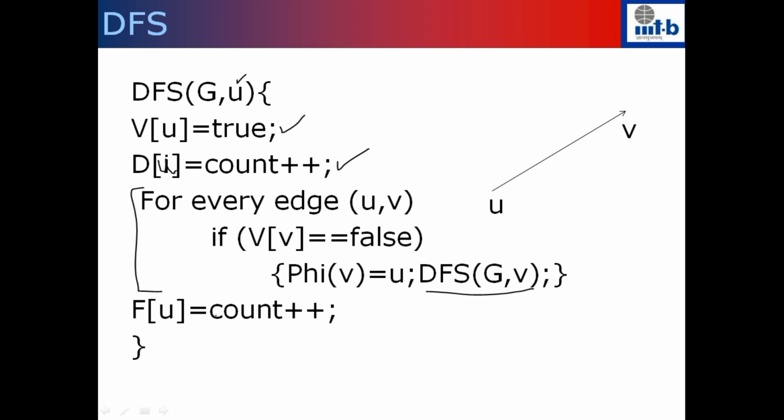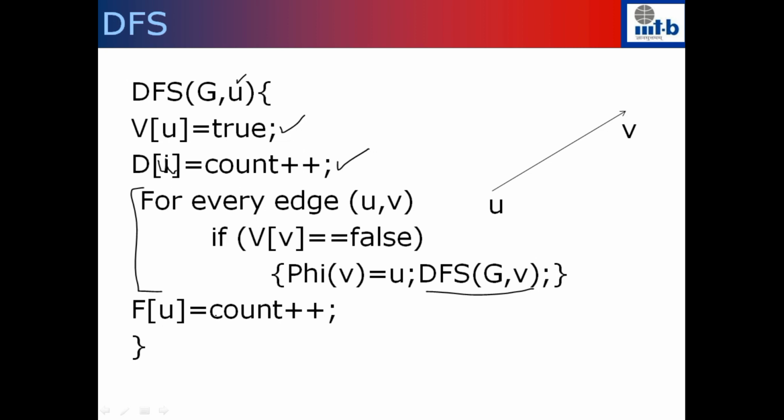So the algorithm is simple. When you go to a node, set the visited flag to true and set the discovery time. Then you look at every adjacent vertex. If the adjacent vertex is not visited, then you set the pi function of v to be u and then call the DFS from v. After you finish considering every edge which is outgoing from u, you set f of u to be count plus plus.